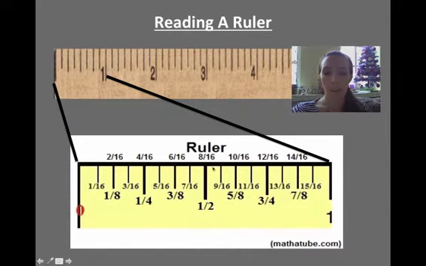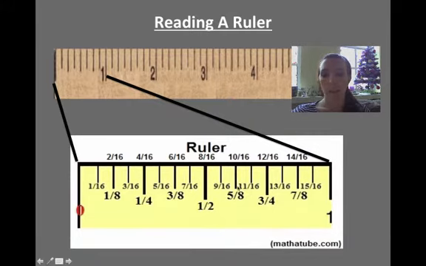And you just count how many lines you see, and then try to write the most simplified fraction you can. So on this ruler down here, we have 1, 2, 3, 4, 5, 6, 7, 8, 9, 10, 11, 12, 13, 14, 15, 16 lines in between each one. So we can say this is 1/16, the next one would be 2/16, which is the same as 1/8, 3/16, 4/16, which is the same as 1/4, okay, so on and so forth.